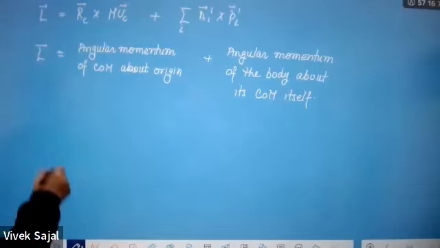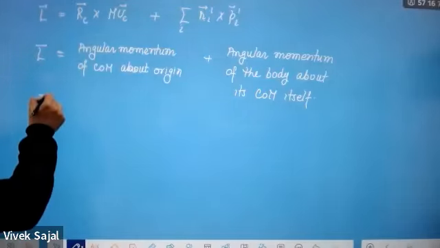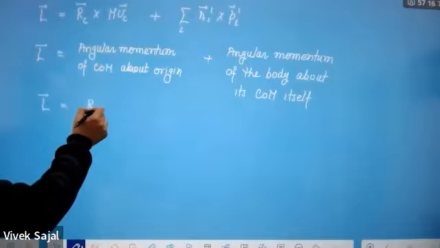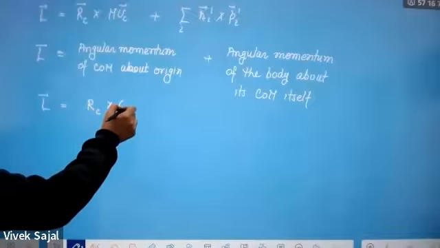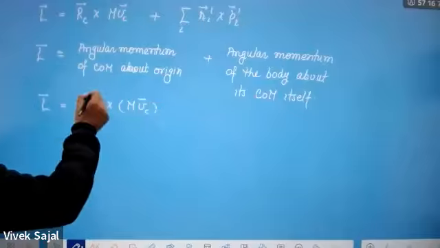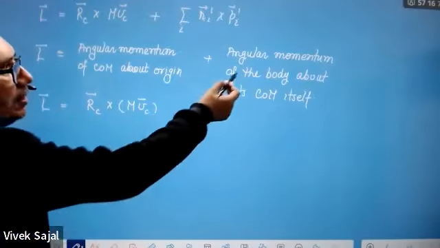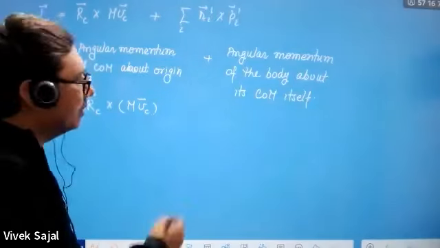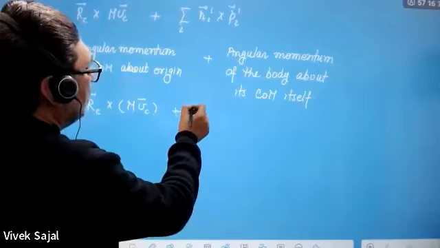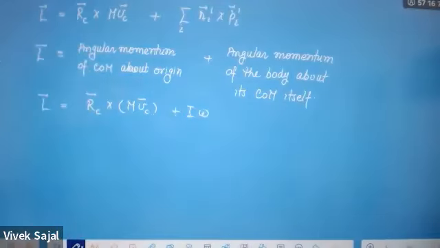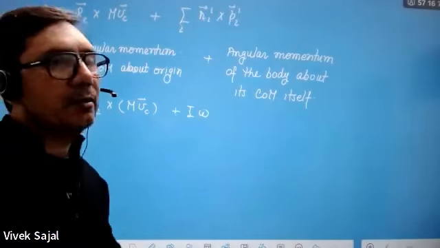So here, more simplify I can make you. This is RC cross MVC. It appears directly what is the meaning of this. Plus, this is the angular momentum of the body about an axis passing through its center of mass. So this will be how much? This will be I omega. ठीक है? This will be I omega. So in this way, this will be the total angular momentum about a particular point.